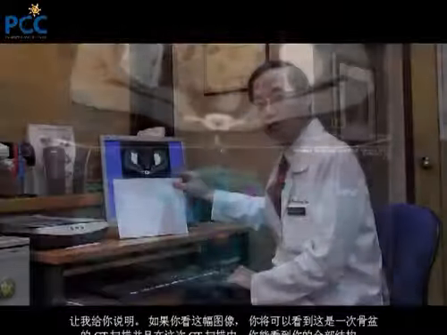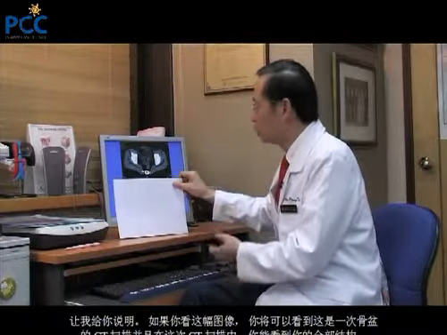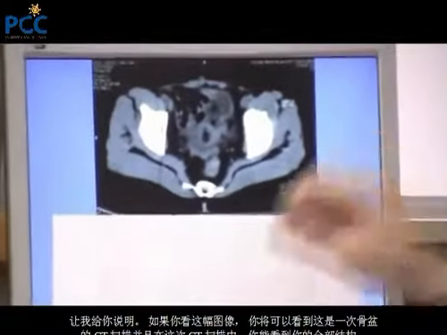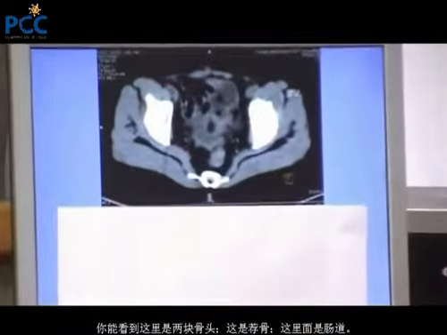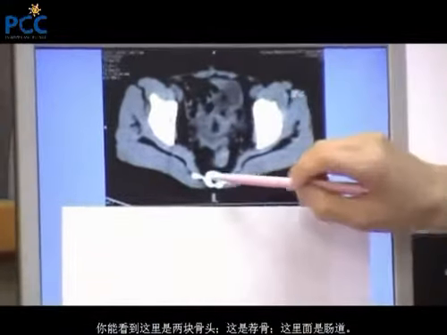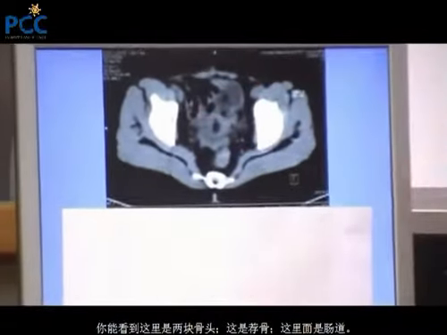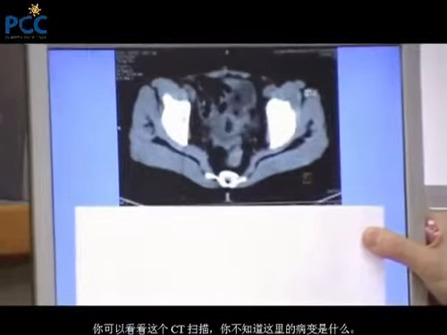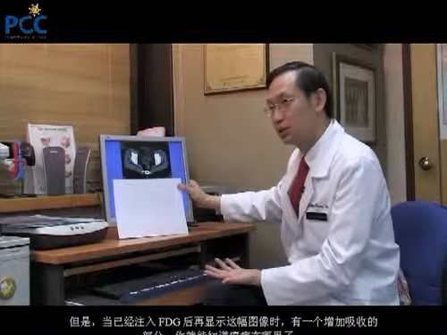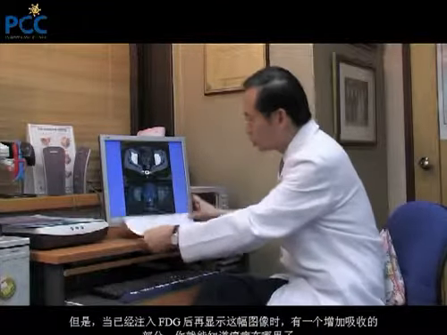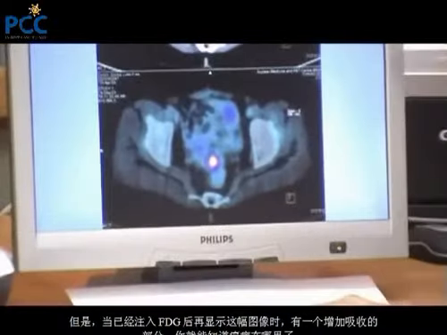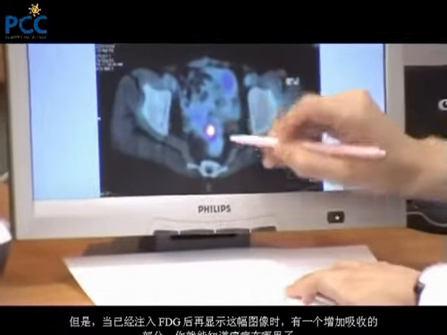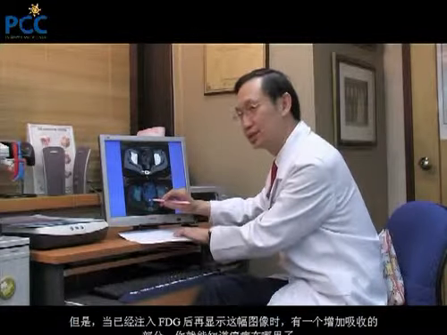Let me illustrate. If you look at this image, this is a CT scan of the pelvis. And in this CT scan, you can see all your structures. You can see these are the two bones, this is the sacrum, these are the intestines inside. You can look at this CT scan and there's no way in which you can tell what the abnormality is. However, when you show the image whereby the FDG has been injected, there's an area of increased uptake and you will be able to know where the cancer is.